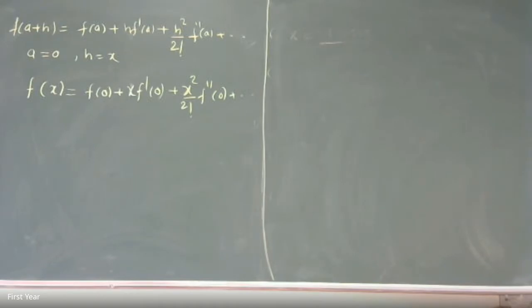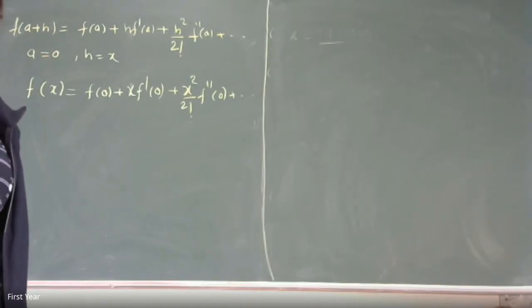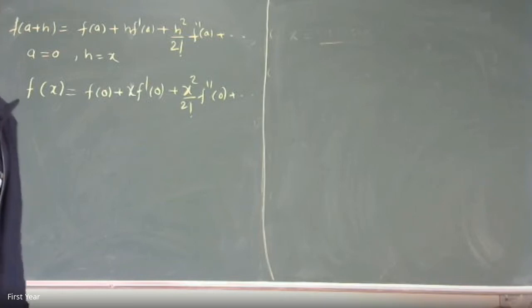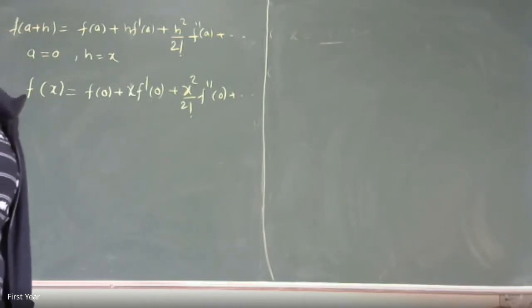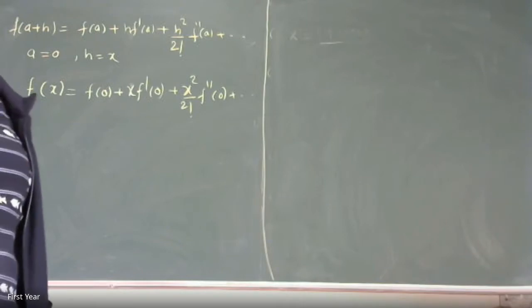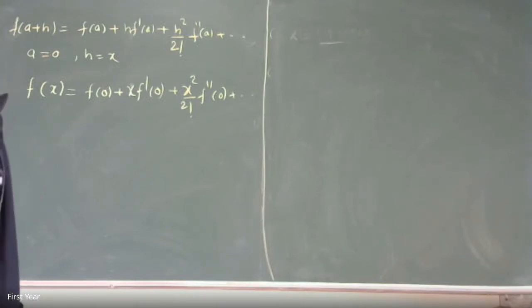Is that clear to everyone? From the Taylor series, we get the Maclaurin series, which is the special case obtained by substituting a is equal to 0 and h is equal to x. So this is said to be the expansion of the function about 0. The expansion of a function about 0 is f of 0 plus x f dash of 0 and so on. Expansion of the function about a means f of x is equal to f of a plus x minus a f dash of a plus x minus a square by 2 factorial f double dash of a and so on.